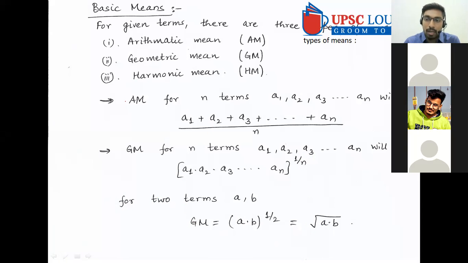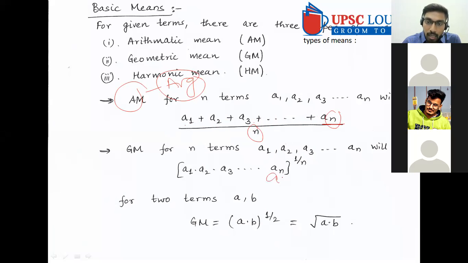Okay. So I'll repeat. Don't worry. Basically, arithmetic mean means average value. So how will you calculate the average value? Whatever the number of terms there are, just add all those terms and divide by the total number of terms. Suppose A1, A2, A3 and so on, An are given. Just add all the terms, and the total number of terms will be n here.